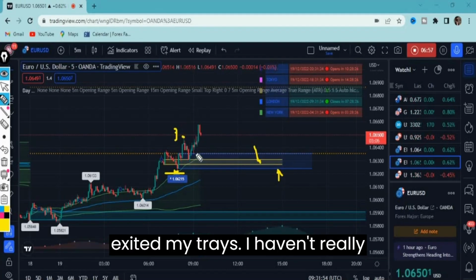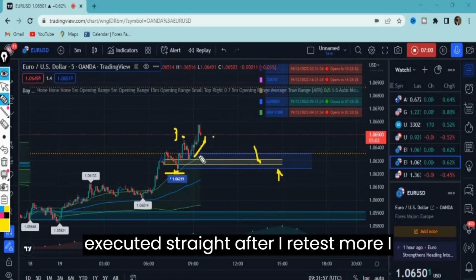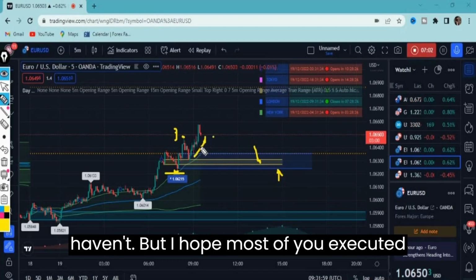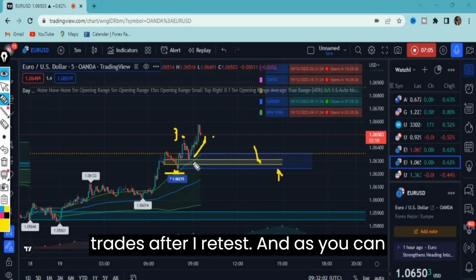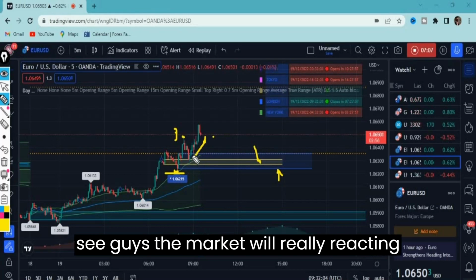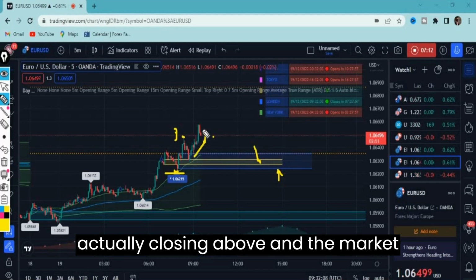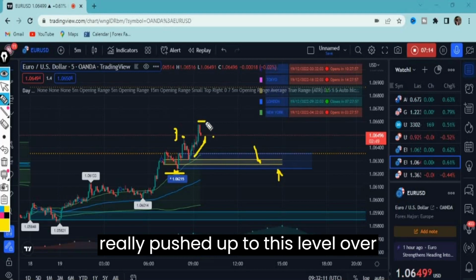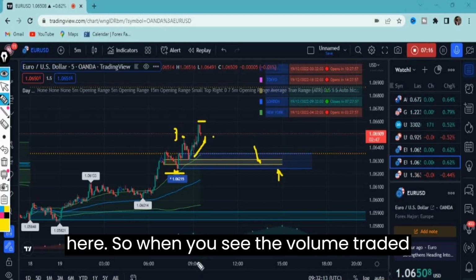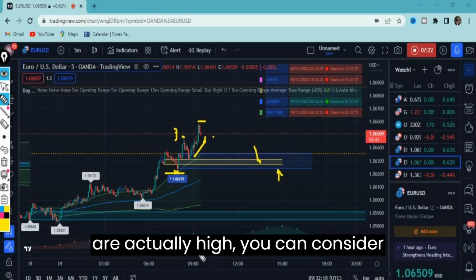I haven't really executed trades after a retest, but I hope most of you executed trades after a retest. And as you can see, guys, the market was really reacting to this channel over here, and it was actually closing above, and the market really pushed up to this level over here. So when you see the volume traded is actually high, you can consider taking trades.